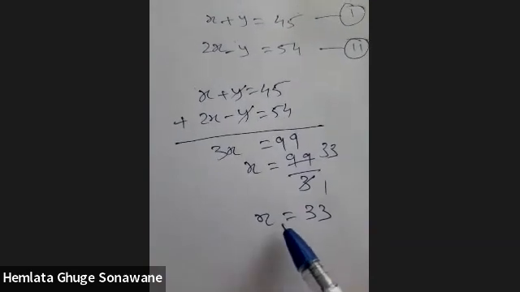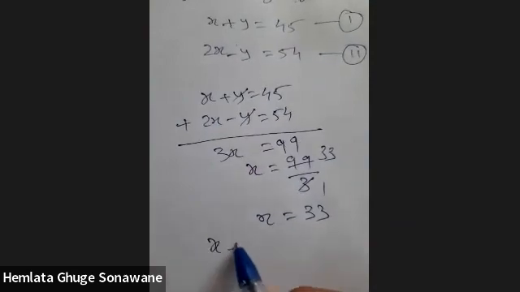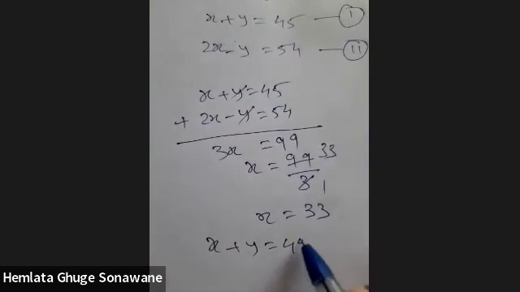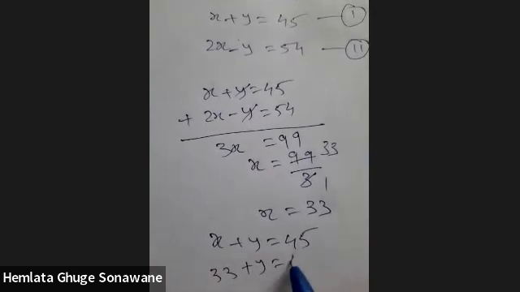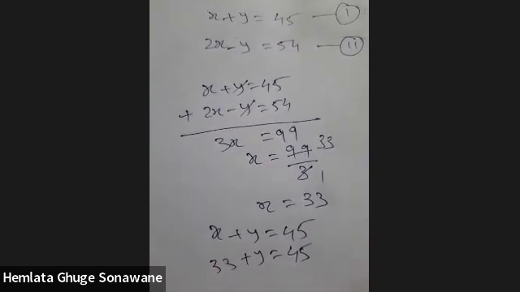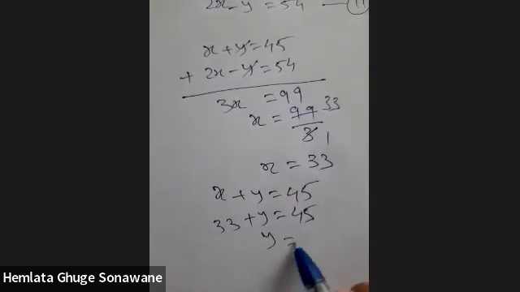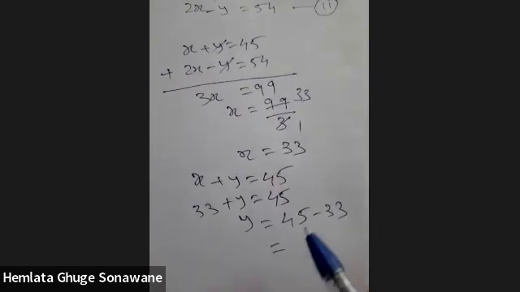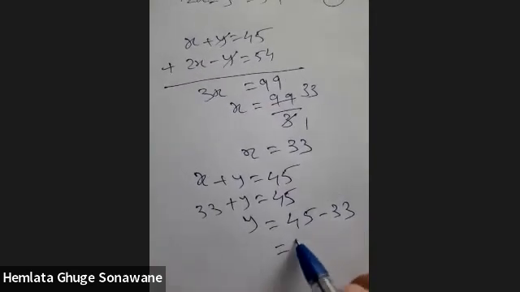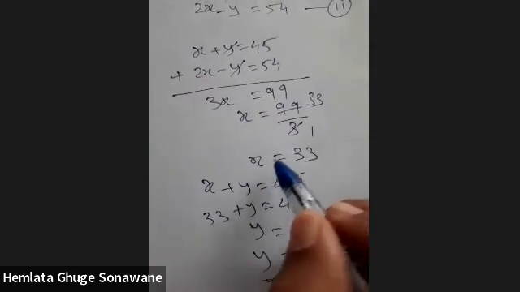So we'll put this value into equation number 1, that is x plus y is equal to 45. So 33 plus y is equal to 45. This plus 33 becomes minus 33 towards the right hand side. So y is equal to 45 minus 33. 45 minus 33 becomes 12. The value of y we have got as 12. That is considered as the son's age.